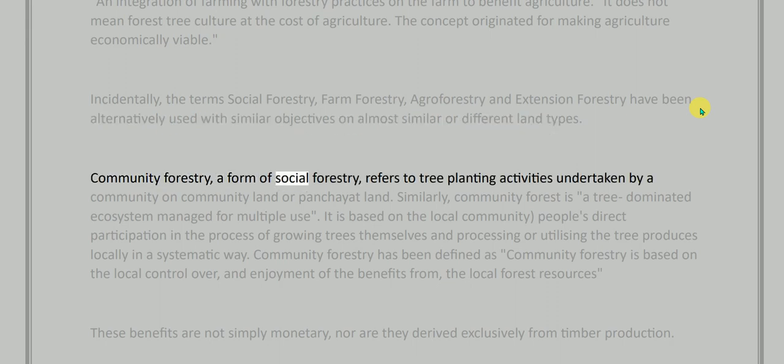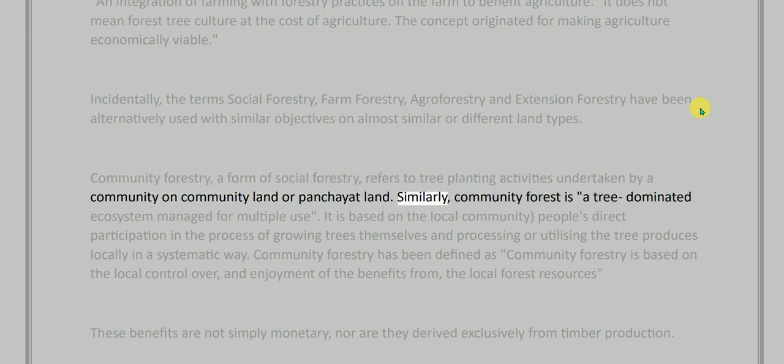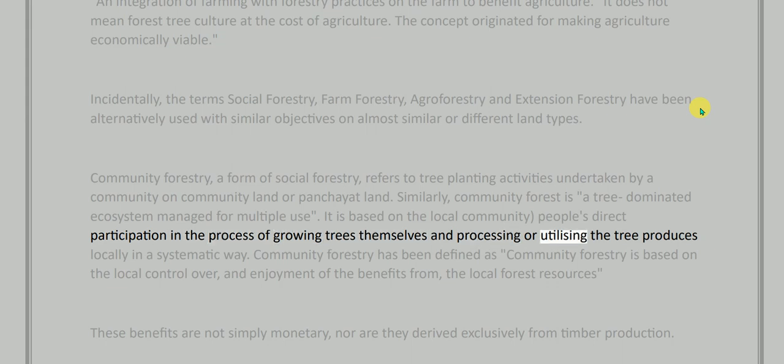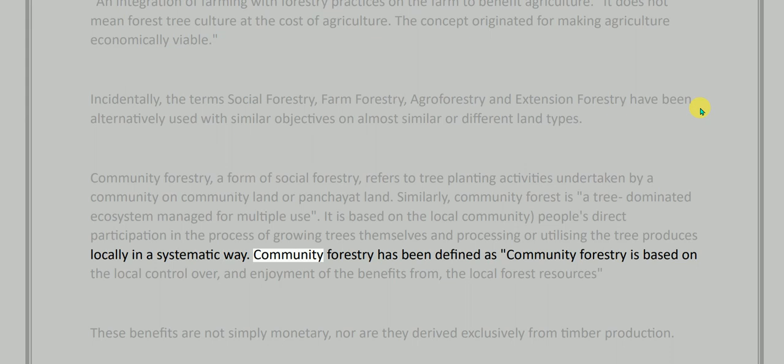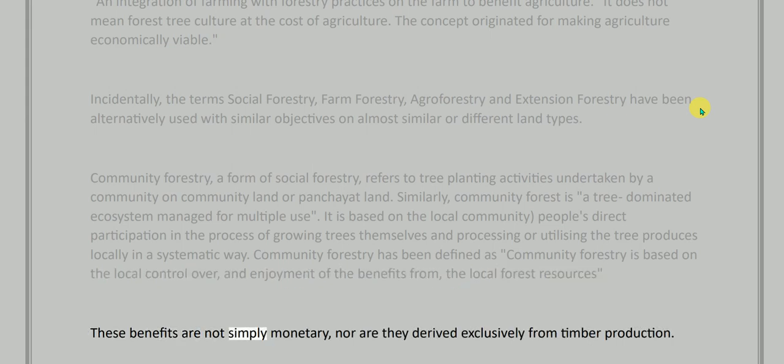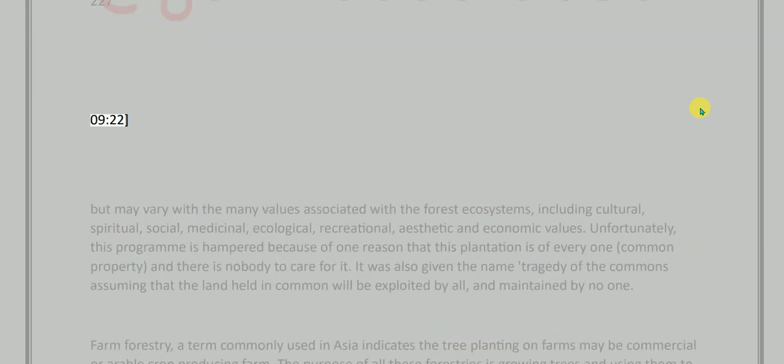Community forestry, a form of social forestry, refers to tree planting activities undertaken by a community on community land or panchayat land. Similarly, community forest is a tree-dominated ecosystem managed for multiple use. It is based on the local community's direct participation in the process of growing trees themselves and processing or utilizing the tree produce locally in a systematic way. Community forestry has been defined as based on the local control over, and enjoyment of the benefits from, the local forest resources. These benefits are not simply monetary, nor are they derived exclusively from timber production, but may vary with the many values associated with the forest ecosystems, including cultural, spiritual, social, medicinal, ecological, recreational, aesthetic and economic values.